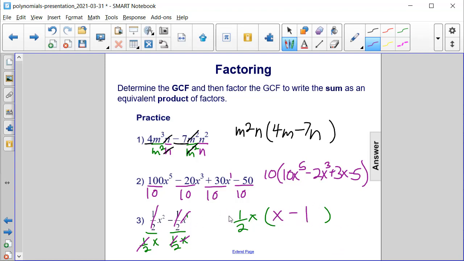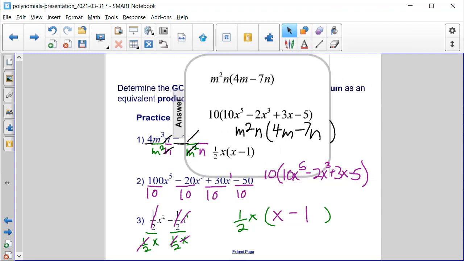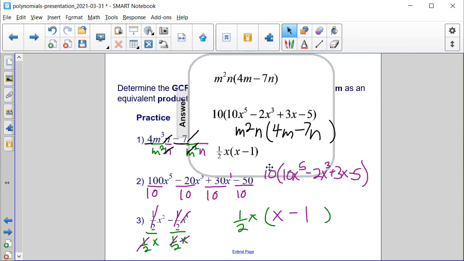So our final answer to this third one, factoring it out, would be 1/2 times x times the quantity x minus 1. And we can check all of our answers in this pull tab. And they all generally look correct.